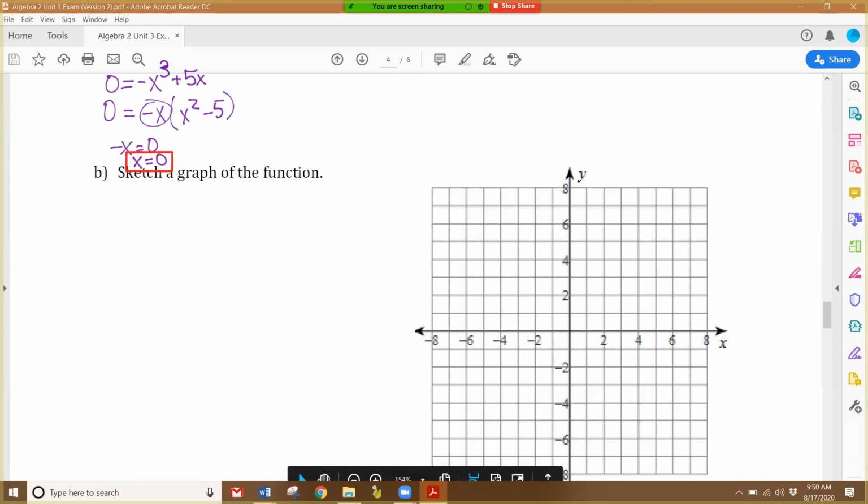There's one solution. For the second one, we're going to have x squared minus 5 equals 0. We are going to add 5 to both sides, so x squared equals 5. And again, since we have x squared, we've got to get rid of that x squared by square rooting both sides. When we square root it, we've got to put in that plus or minus. So x equals plus or minus the square root of 5.